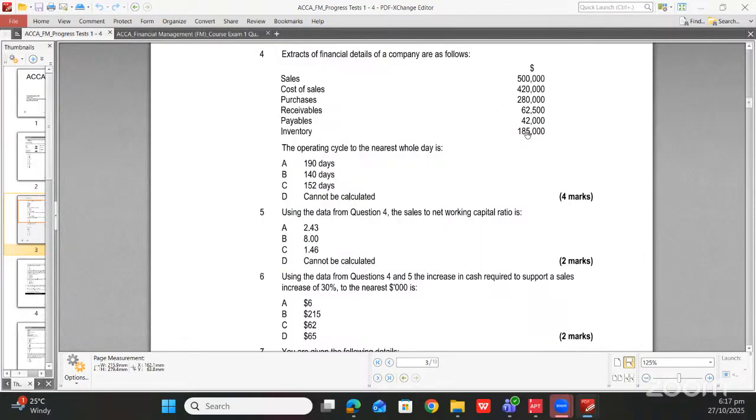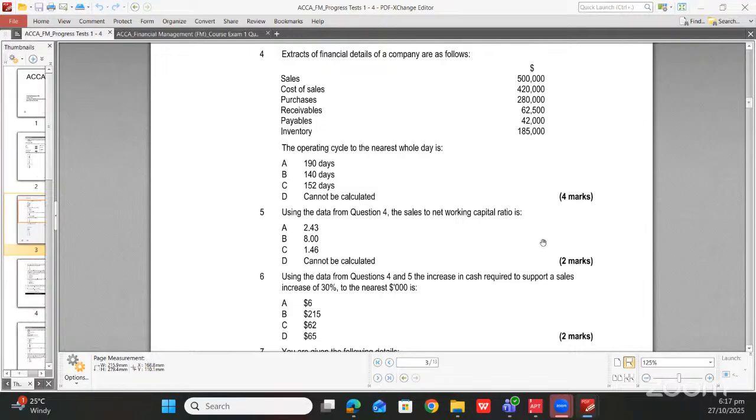However, yes, so it would be 185,000 plus 62,500 minus 42,000, all the current assets minus the current liability. That would be the net working capital. So the formula is sales over net working capital. So 500,000 over whatever that gives us, the 185,000 plus the 62,500 minus 42,000. And that would end up giving us 2.43 as the sales to net working capital ratio. So the answer for that would be A. So for question 5, the answer would be A.